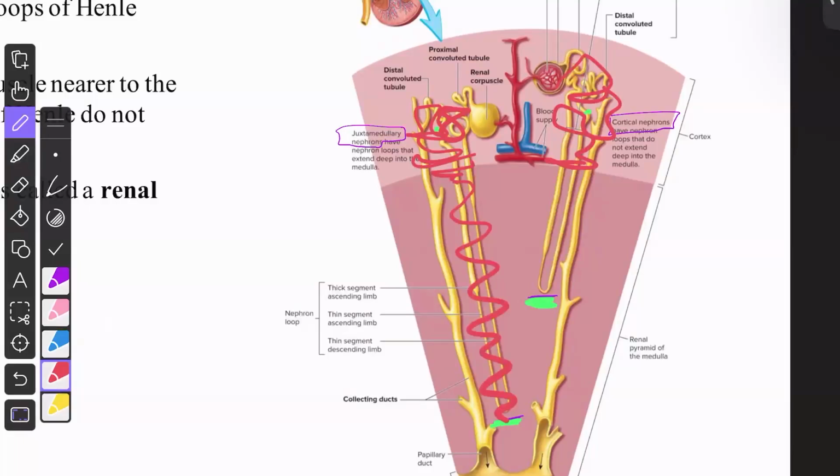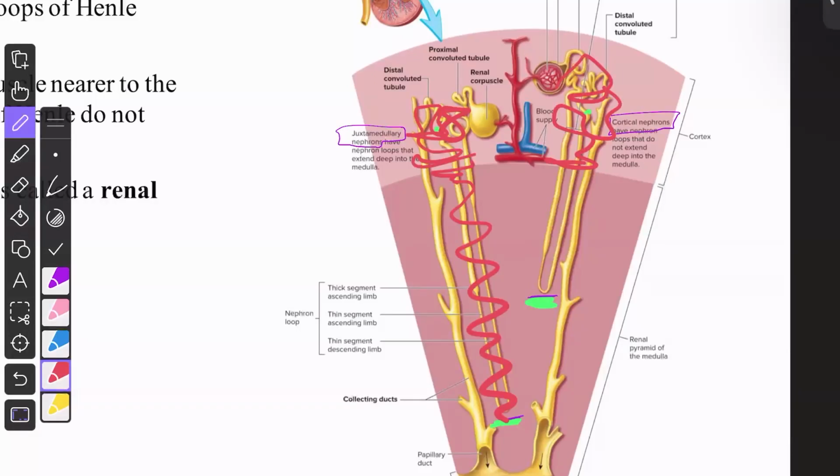Okay. This is one of those form causes function situations. The juxtamedullary nephrons do things that the cortical nephrons don't do. And therefore they need blood supply, that vasa recta in that medullary area.